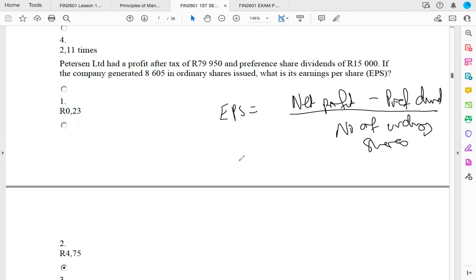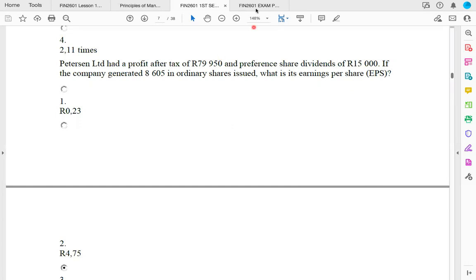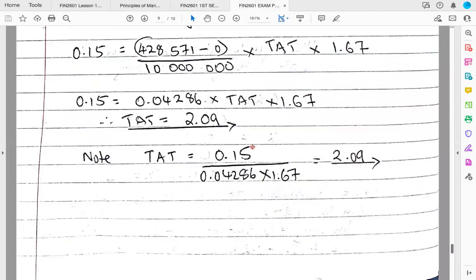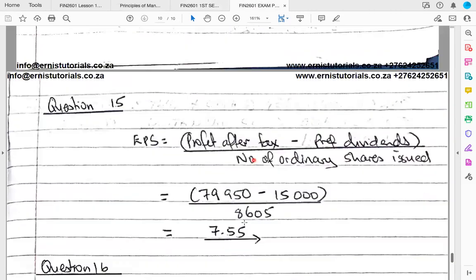So this one is really simple. It's just 79,950 minus 15,000 divided by 8,605. So these are the type of ratio questions we hope to get. I mean, you see, I did that in less than a minute. It's a really straightforward calculation and you can get your marks very straightforward there.